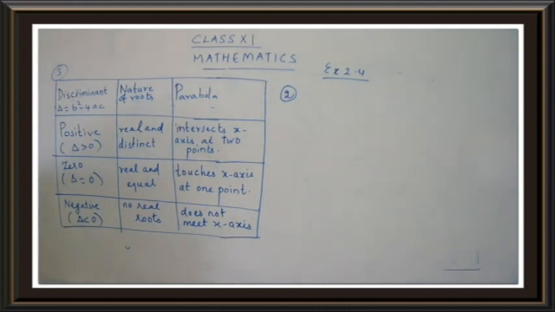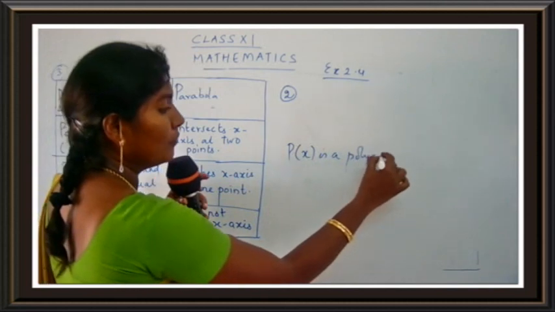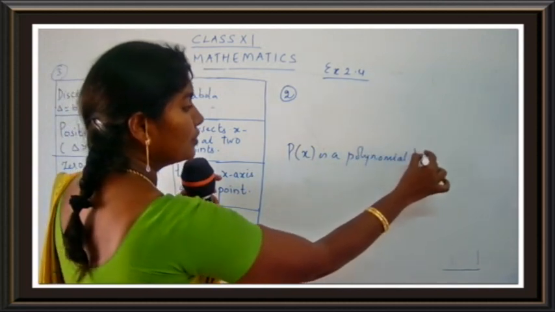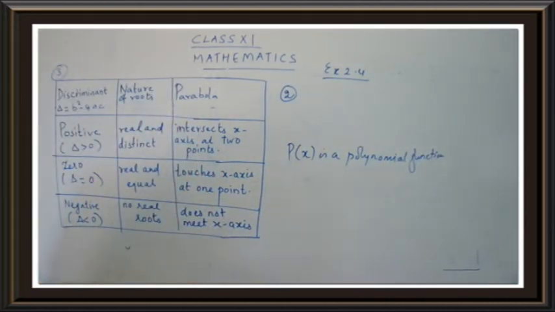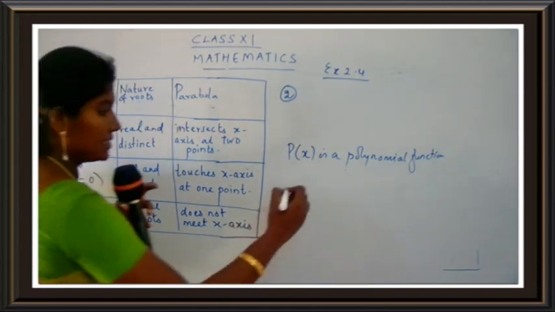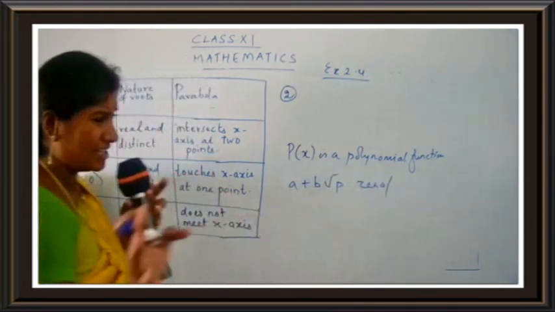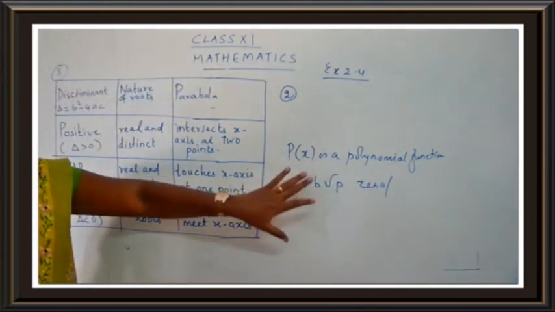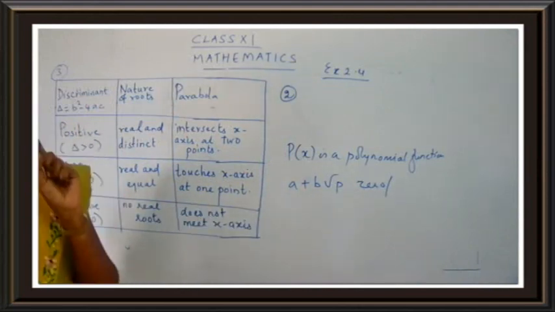Suppose that p of x is a polynomial function. What is the statement given? Suppose p of x is a polynomial function. If this is a polynomial function, and if one of the zeros, they have given, if one of the zeros is a plus b root p. This is one of the zeros. Zero means root, all one and the same. So a polynomial function is there and one of the zeros is a plus b root p. Zero means one of the values for x.